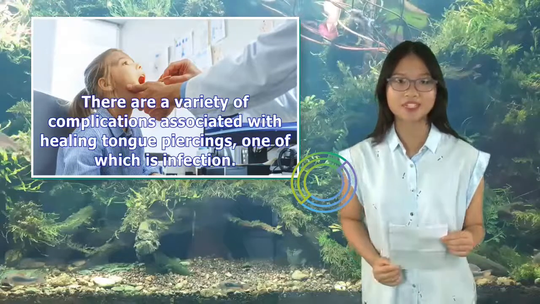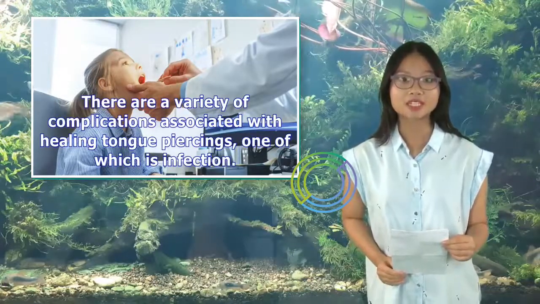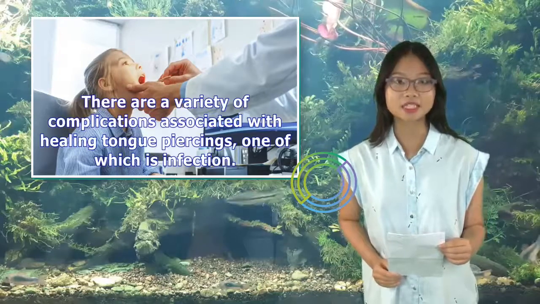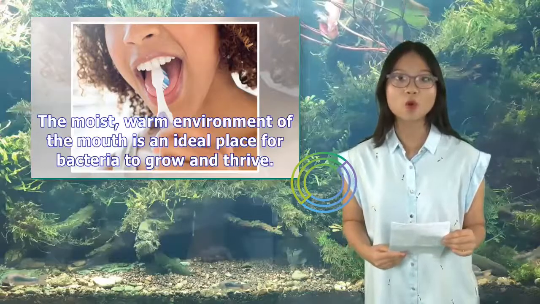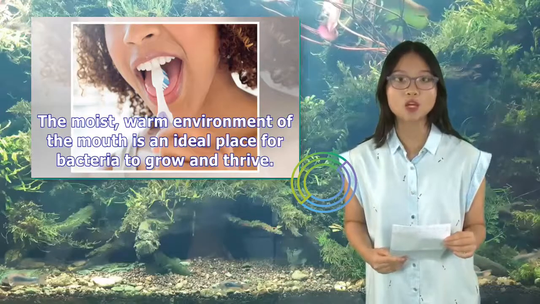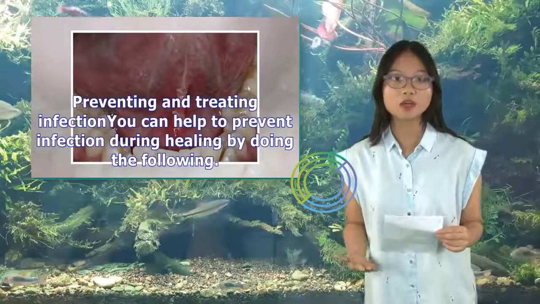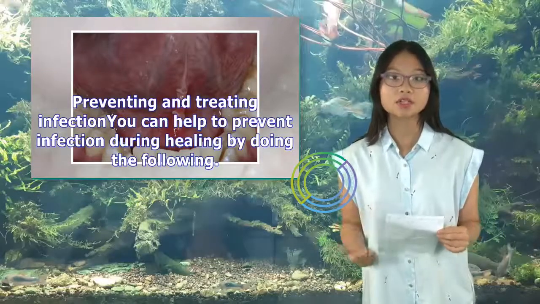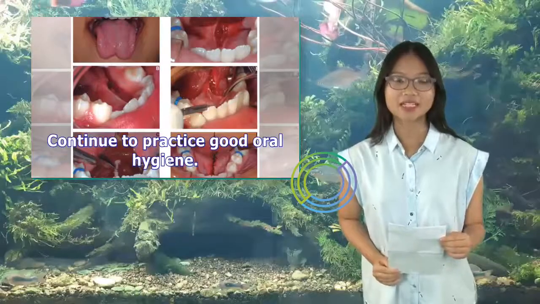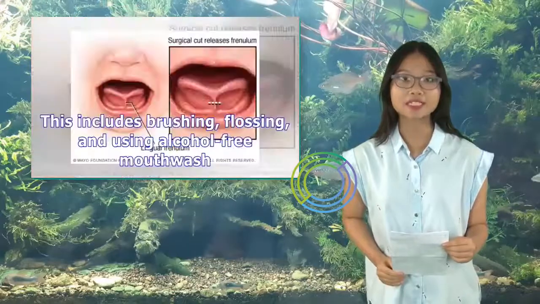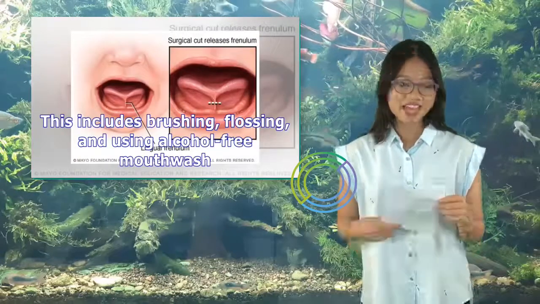There are a variety of complications associated with healing tongue piercings, one of which is infection. A moist, warm environment of the mouth is an ideal place for bacteria to grow and thrive. Preventing and treating infection. You can help to prevent infection during healing by doing the following. Continue to practice good oral hygiene. This includes brushing, flossing, and using alcohol-free mouthwash.